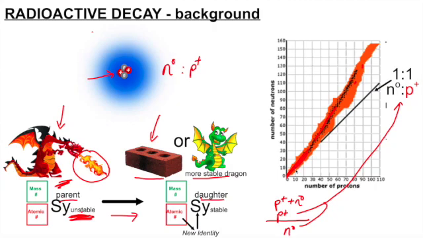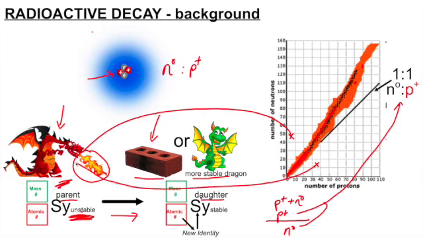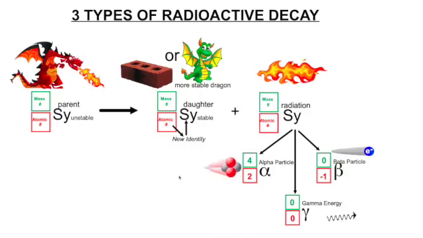That's boring, stable. But if you find yourself up here or down here, you're not on the band of stability. These are our dragons. These are the ones that don't have the right ratio, so they need to change to become more stable. Okay, so there's 3 types of radioactive decay that we're going to be focusing on: alpha, beta, and gamma.